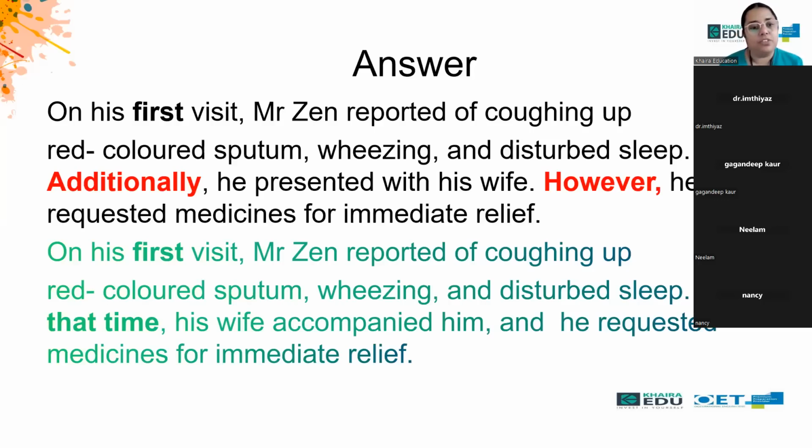So how can this paragraph be written? On his first visit, Mr. Zen reported of coughing up red-colored sputum, wheezing, and disturbed sleep. At that time, his wife accompanied him, and he requested for immediate relief. So we are not adding contrasting ideas; however, is removed. Okay, I hope that this session brought a little clarity in your understanding of the use of signposts, so that your understanding of signposting can bring about clarity in your letters and help in readers' understanding and comprehension of the information that you provide.